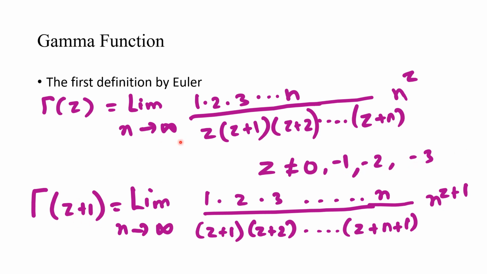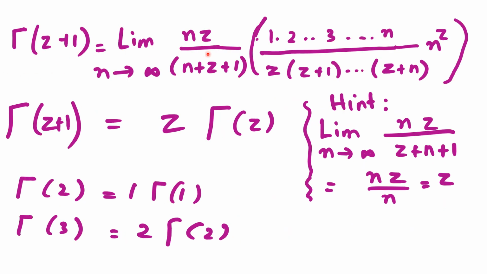Now with the same definition, let us try to write gamma z plus 1, which will be the limit n tends to infinity, all the same numbers up to n, and we will have an additional term, n^(z+1) here, and (z+n+1). Now trying to find the relationship between both. When you write gamma z plus 1, you will have these terms extra to gamma z. So now this is gamma z and these extra terms will be there.